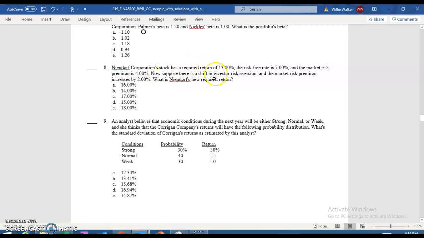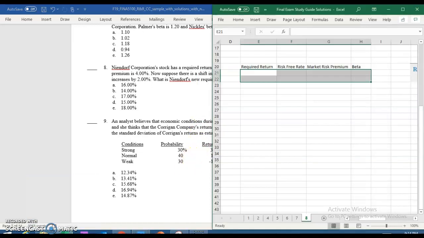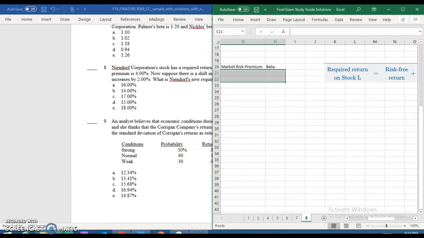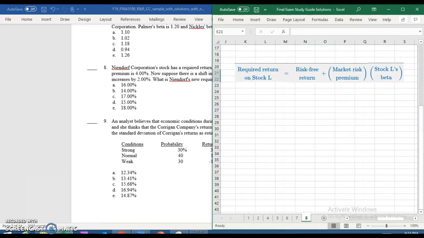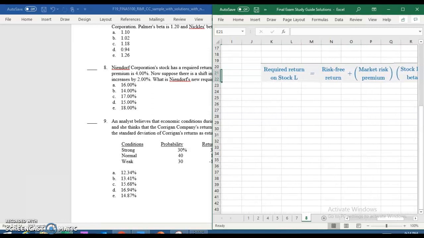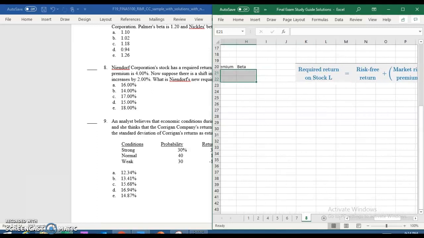Now suppose there's a shift in investor risk aversion and the market risk premium increased by 2%. So instead of 4%, the market risk premium is now 6%. What is the new required return? Right. So our formula for calculating required return is here, right? So let's just plug in what we have so far.